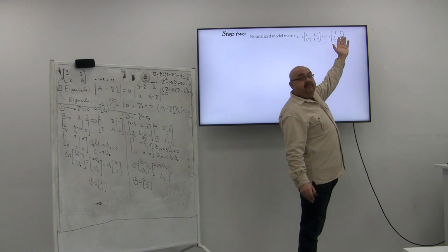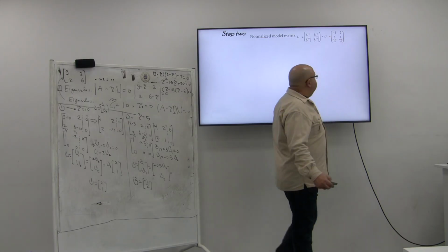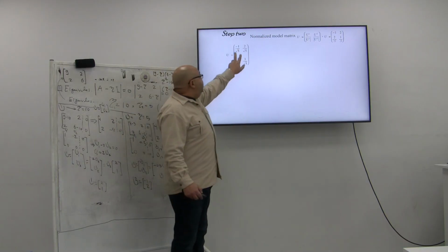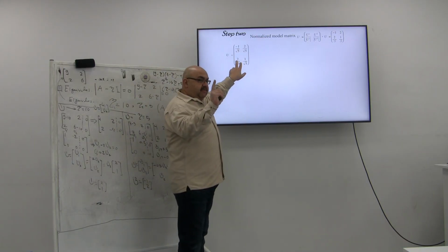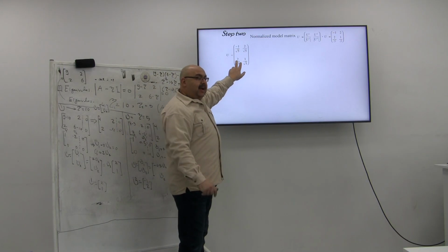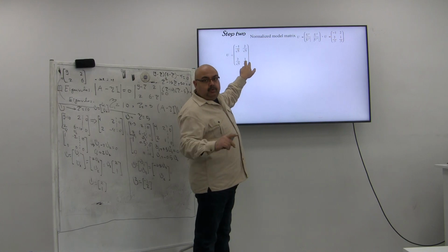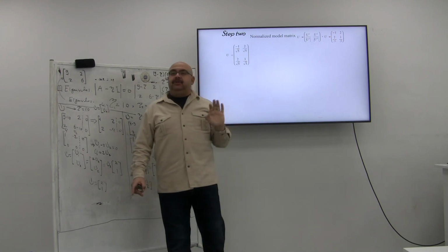So the sum of them is 5, under the square root. So the matrix that I'm looking for is this matrix, where the first column is the first eigenvector, normalized, and the second column is the second eigenvector, but normalized. How to normalize it? Divide by the magnitude.